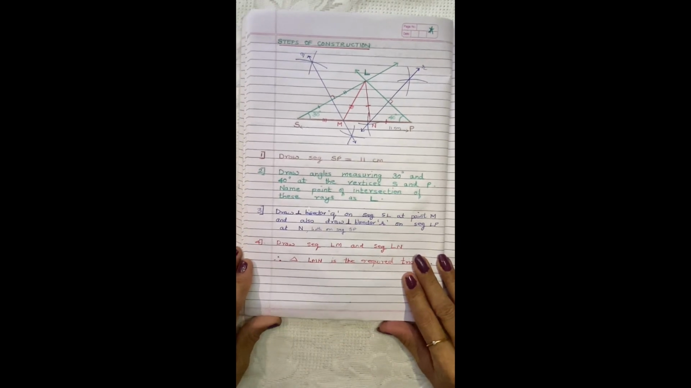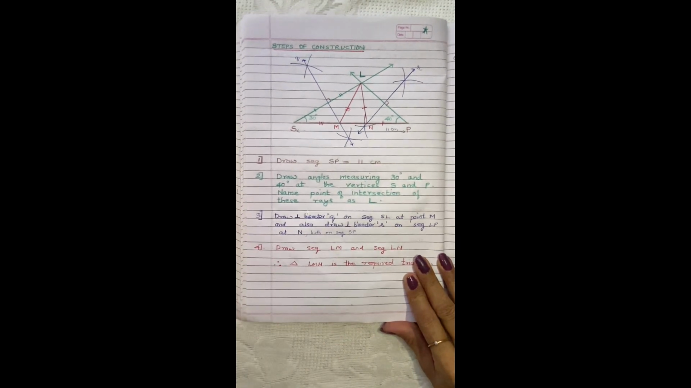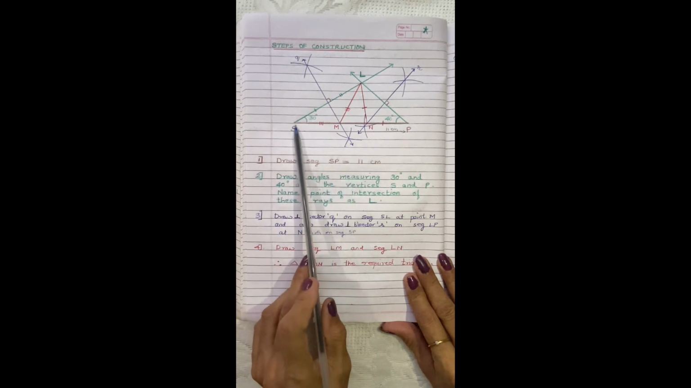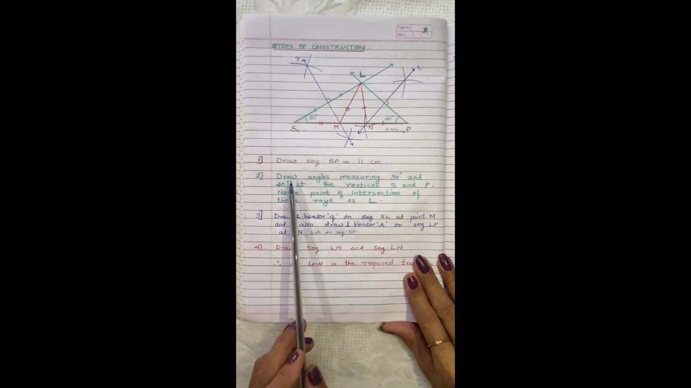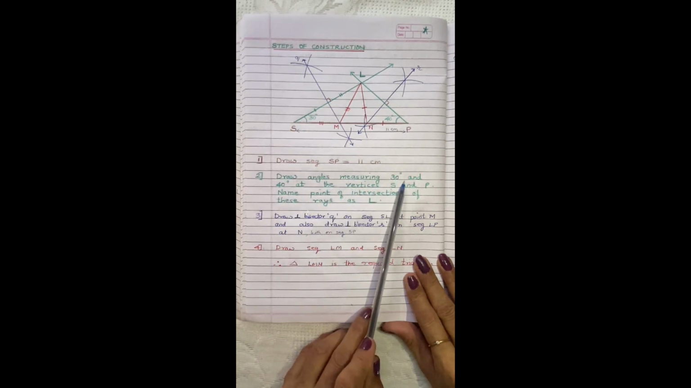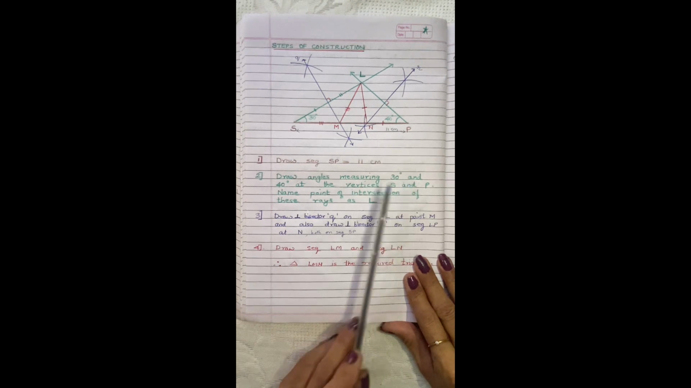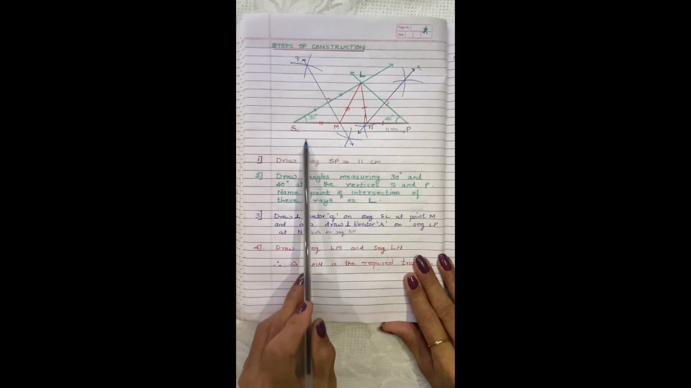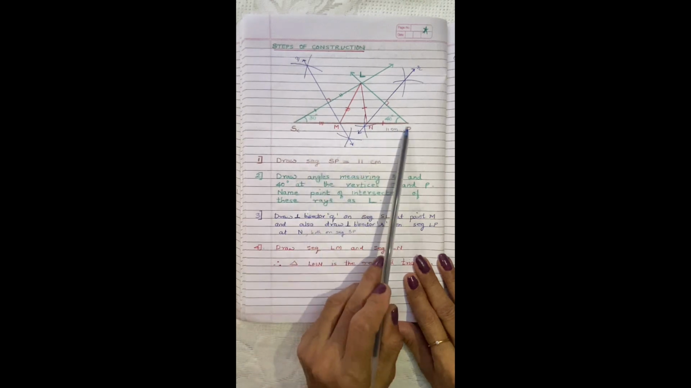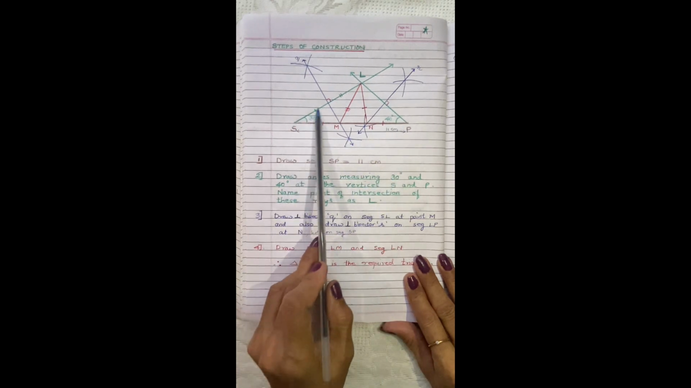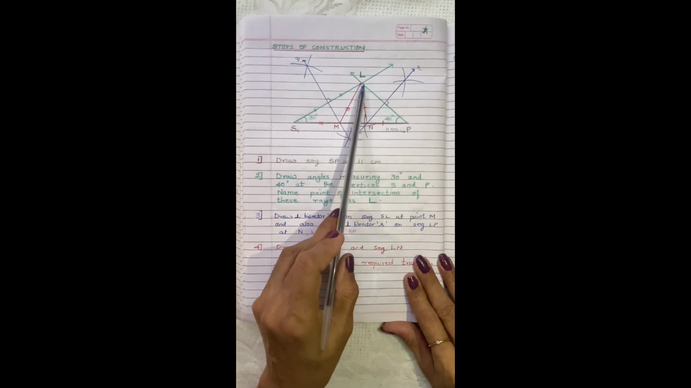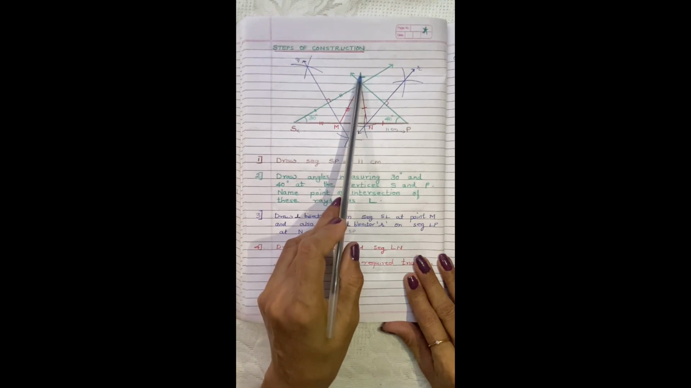Steps of construction. Draw segment SP equal to 11 centimeters. Then draw angles measuring 30 degrees and 40 degrees at vertices S and P. Here 30 degrees and here 40 degrees at S and P, and the two rays meet here at this point. We'll name this point L.